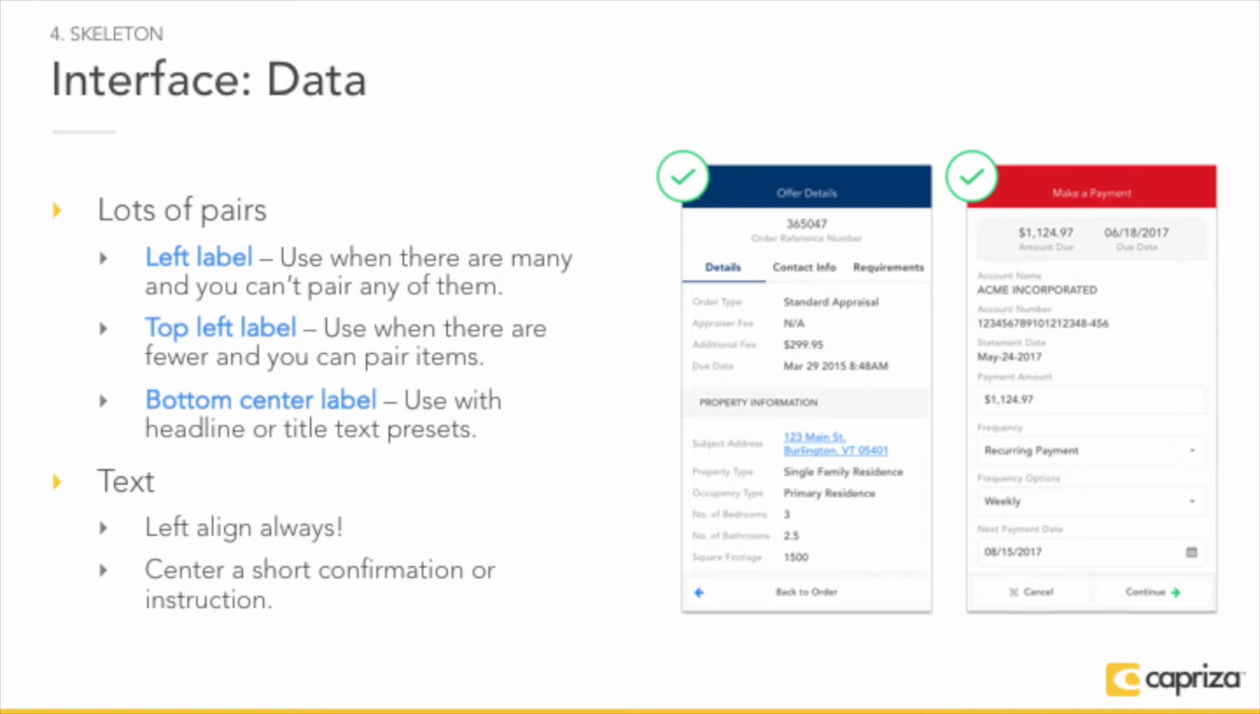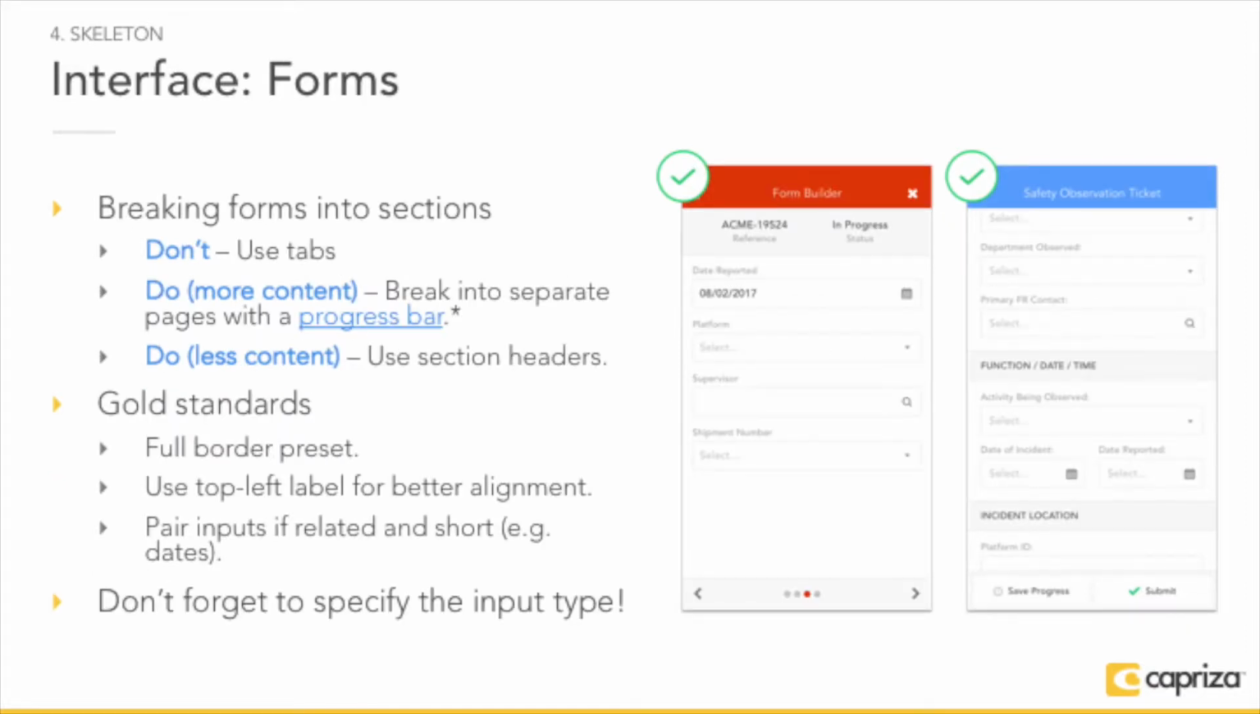Speaking of text in general, always be sure that it's left aligned unless it's a short instructional text such as in a confirmation or error modal, in which case center alignment works best. Let's move on to forms, another very common component in enterprise workflows.